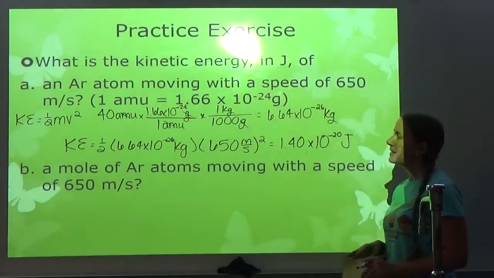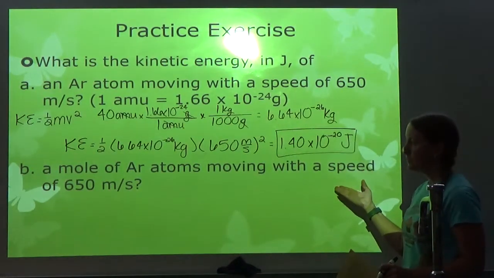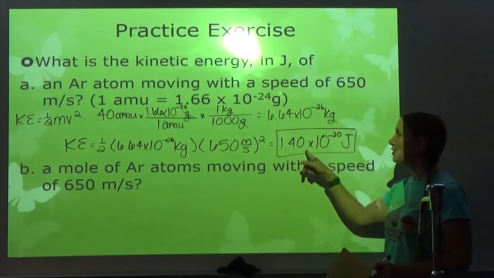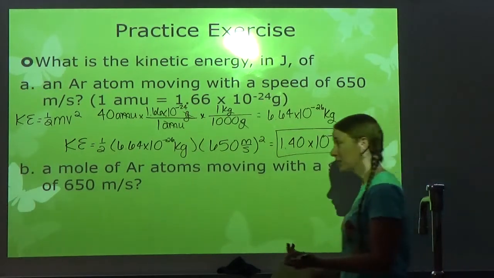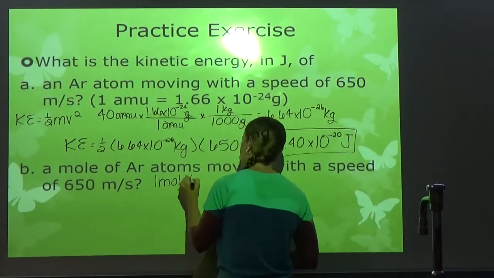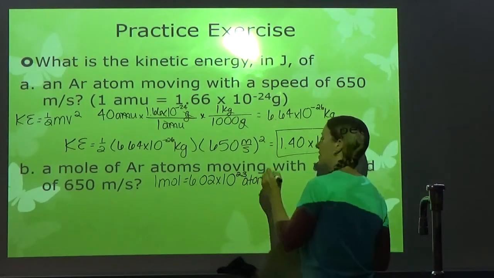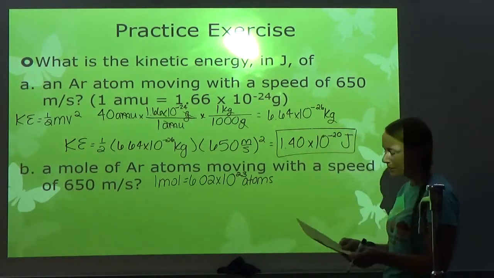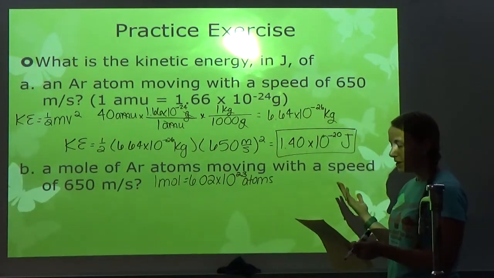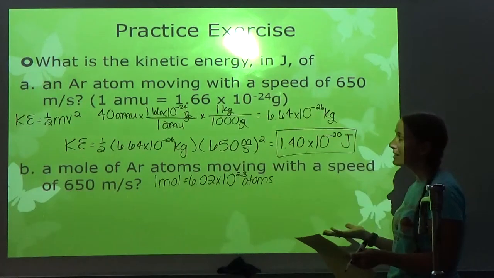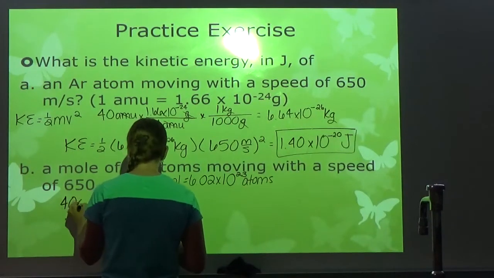All right, then part B says a mole of argon atoms moving with a speed of 650 meters per second. Okay, so that was the energy of one argon atom. Now it's asking me for a mole of argon atoms. So hopefully you remember that 1 mole is 6.02 times 10 to the 23 representative particles. In this case, the representative particle would be atoms, because we're talking about argon, which is a noble gas. So the first thing we need is, of course, the mass of 1 mole of argon atoms.